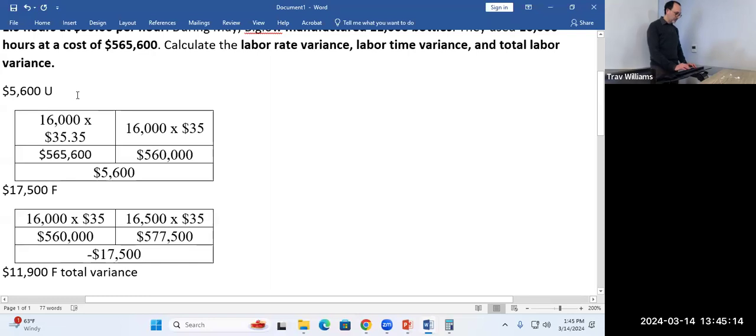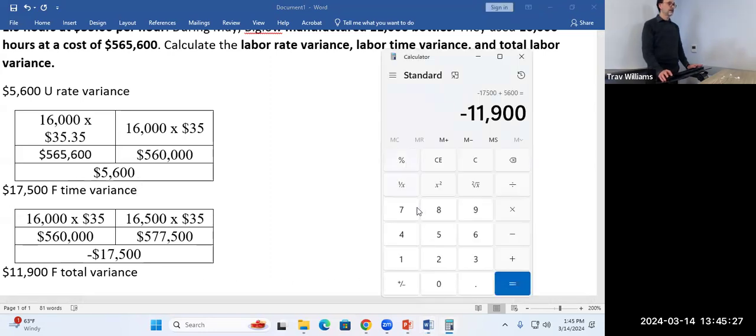So the first one was the rate variance. Second one was the time variance. And then we have the total. Let's look at other ways we could come up with the total.